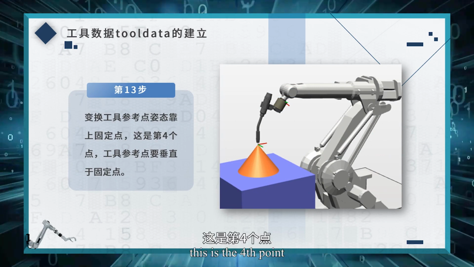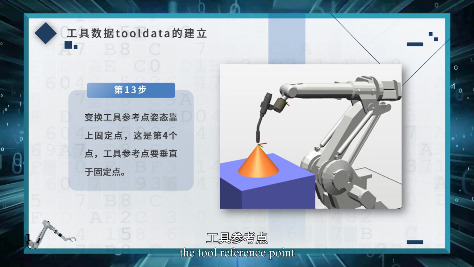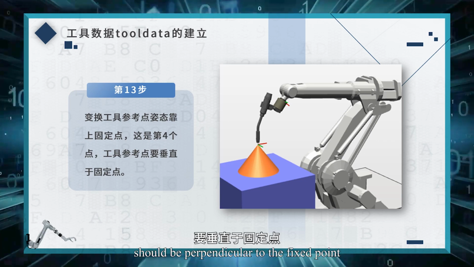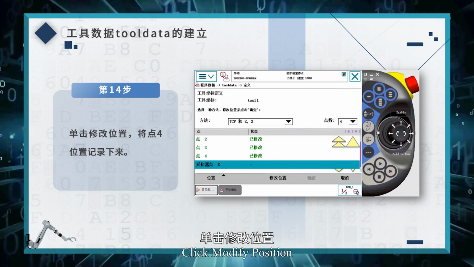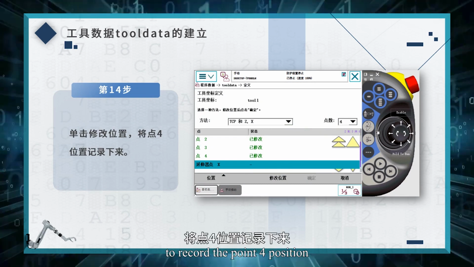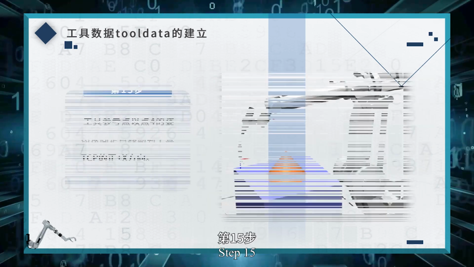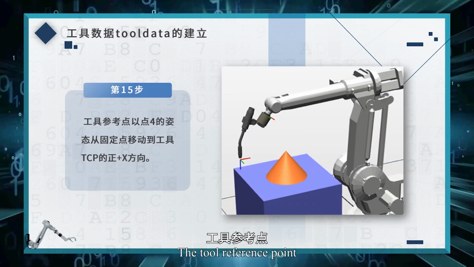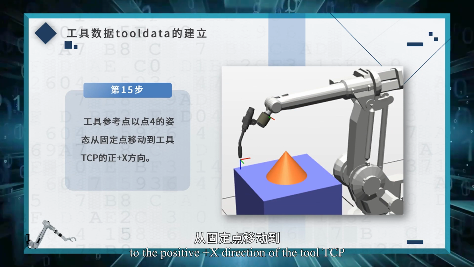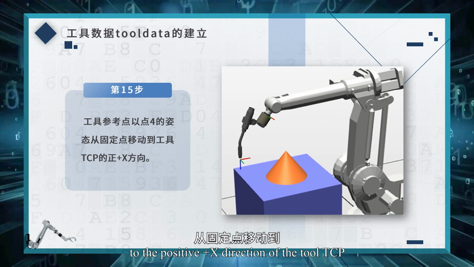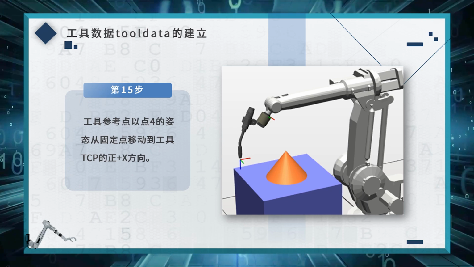This is the fourth point. The tool reference point should be perpendicular to the fixed point. Step 14. Click Modify Position to record the point 4 position. Step 15. The tool reference point moves from a fixed point to the positive plus X direction of the tool TCP in the point 4 movement.